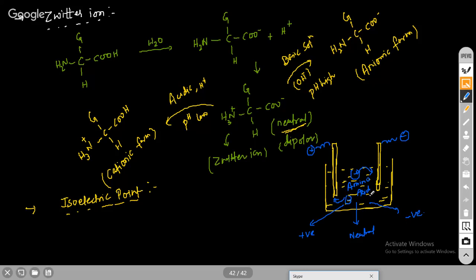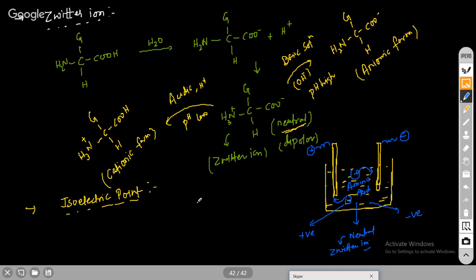And we'll have some pH value where it exists in neutral form, and neutral form is nothing but what? Zwitterion. So when it exists in the form of zwitterion, there will be no movement towards any plate or electrode, correct? So that pH value is known as the isoelectric point. Clear? Okay. And these isoelectric point values, we don't have to calculate. That is not required.